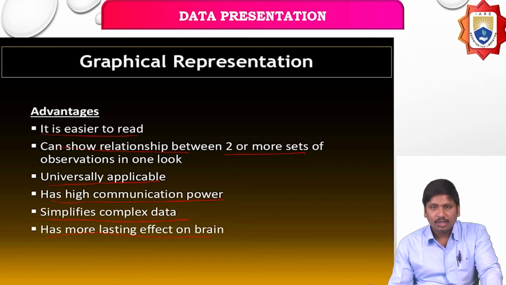So the advantages are: it is easy to read, so we can read the data very easily. By seeing the graph itself, we can compare the values of two variables very easily. You can use graphical representations universally, they have high communication power, they simplify complex data, and they have a more lasting effect on the brain.